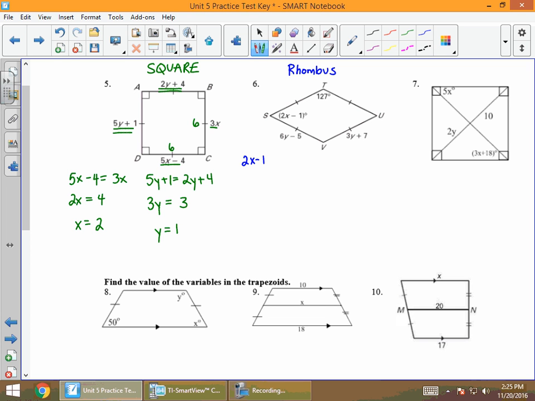If I were to add 127 to that, you'll notice that this angle here, S, and this angle here, T, are consecutive angles. So they have to add up to 180. They have to be supplementary. Okay, combine like terms. So 2x plus 126 equals 180. Subtract 126 from both sides, and you'll get 2x is equal to 54. And then I divide by 2, and I get 27.